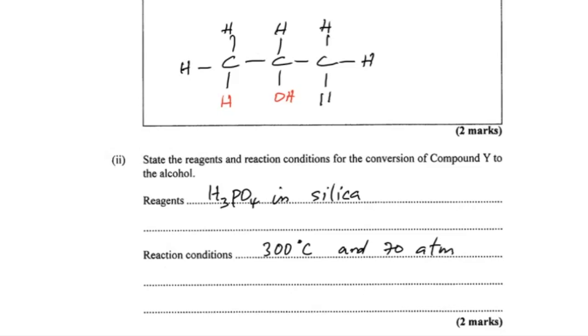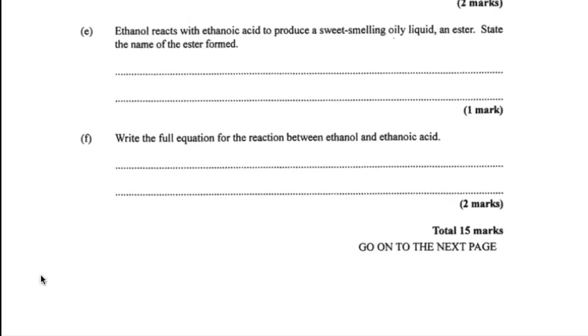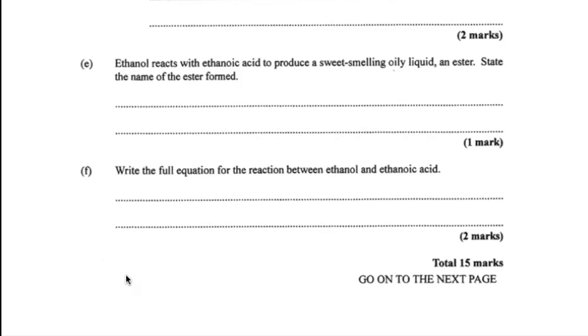That would give us our full marks. In the next part, they're saying ethanol reacts with ethanoic acid to produce a sweet-smelling oily liquid. Whenever you hear that sweet-smelling, you can think of the word ester. They said it, an ester. The name of the ester, well, it's ethanol, so you'll get ethyl for that part, and it's ethanoic acid, so you get ethanoate for that part. So it's ethyl ethanoate.